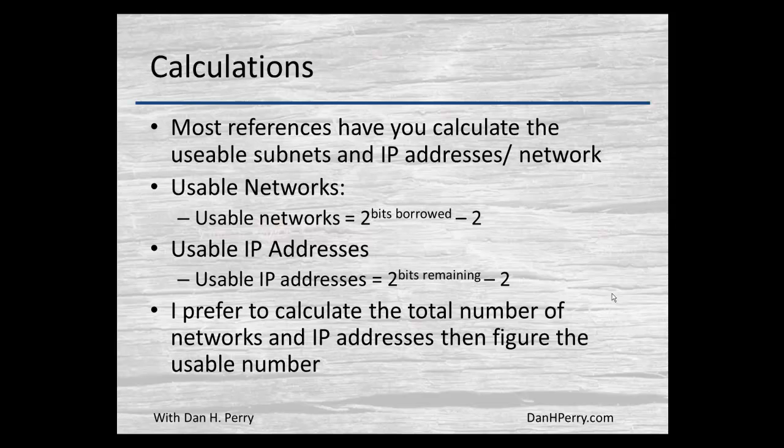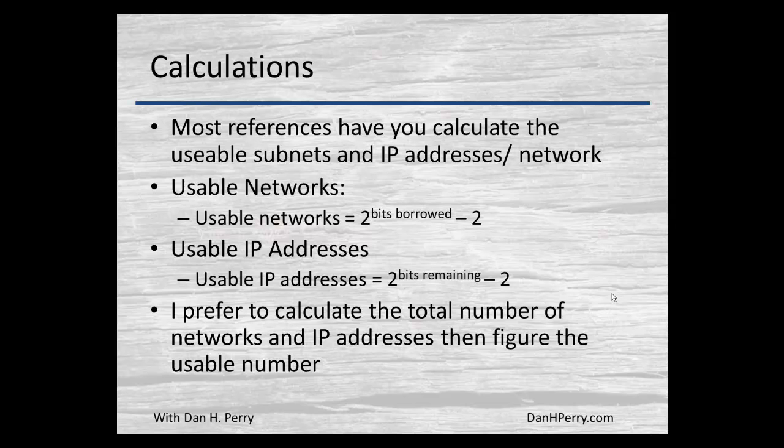Now, to calculate the number of usable IP addresses, you take 2 to the power of the number of bits remaining in the host portion, and you subtract 2 because the first IP address in any subnet or any network is the network address, and the last is the broadcast address. So when I say usable here, we're talking about addresses that can be assigned to machines.